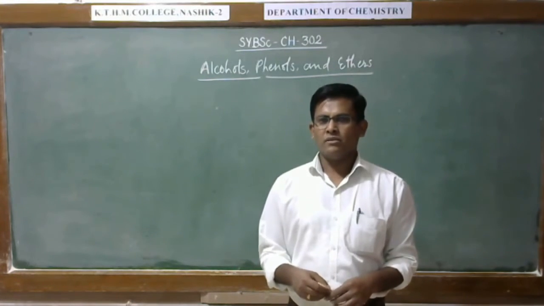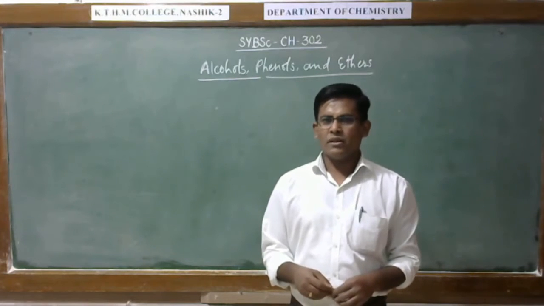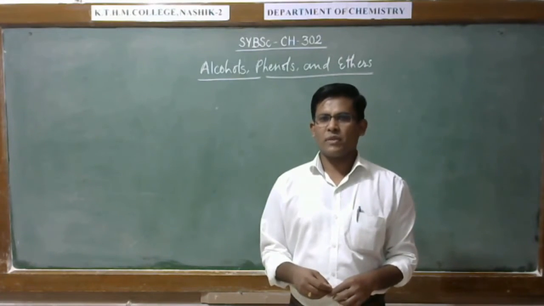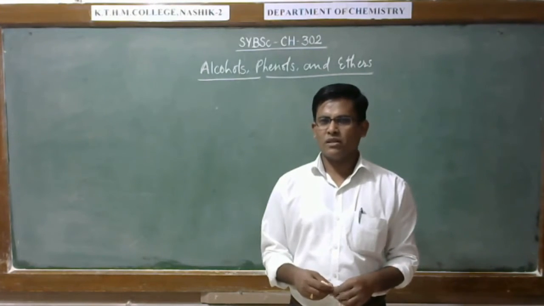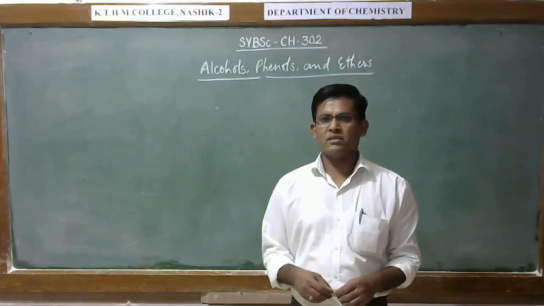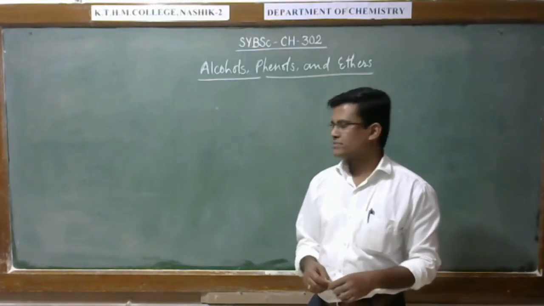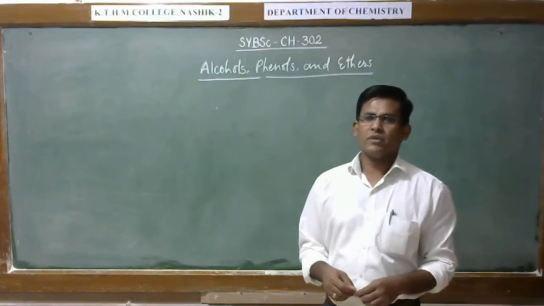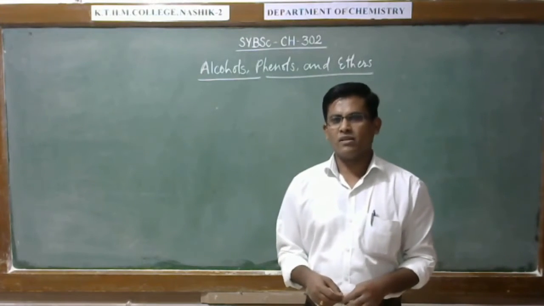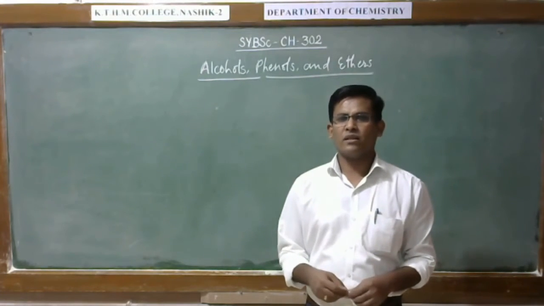Thereafter, we discussed the reactivity and relative strength of alkyl, allyl, benzyl, vinyl and aryl halides. In today's lecture, we will start new chapters, that is alcohols, phenols, and ethers. We will discuss the alcohols first. So let us start with the alcohols, with the introduction and IUPAC nomenclature for alcohol.